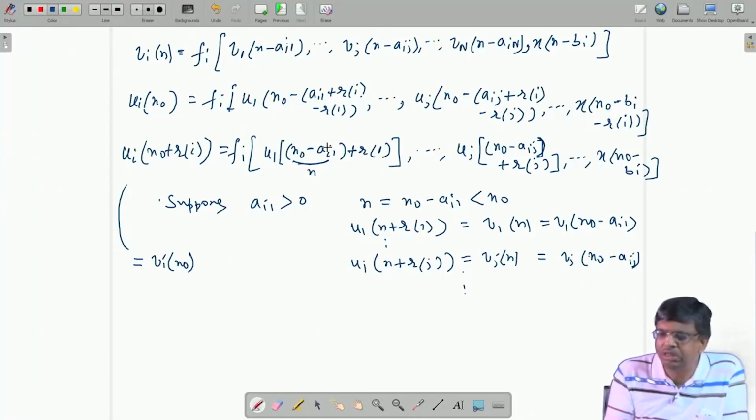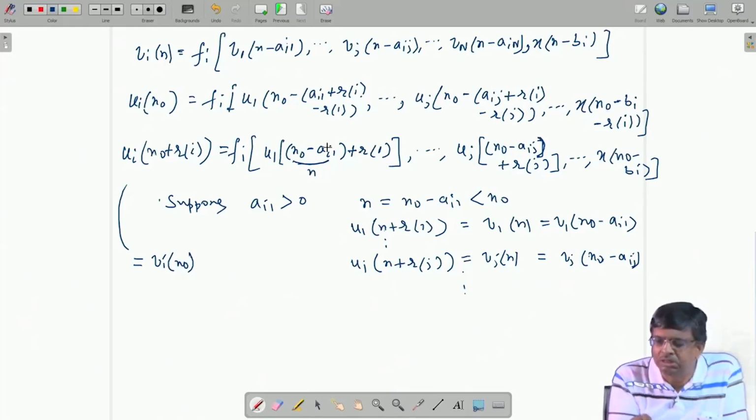If a I 1 is 0, it will be v 1 n only. The moment I get v 1 n, I will replace it. Start with v j, because it is a self loop. Suppose v I n is a function of suppose v 1 n only, no a I 1. The moment I come across this, I will replace v 1 n by its own function.